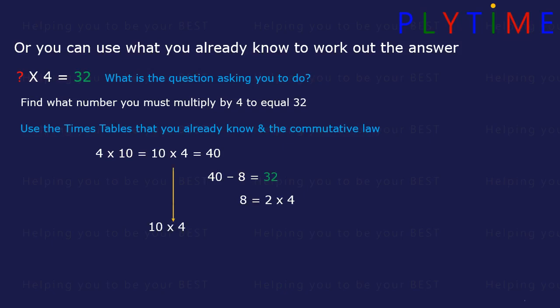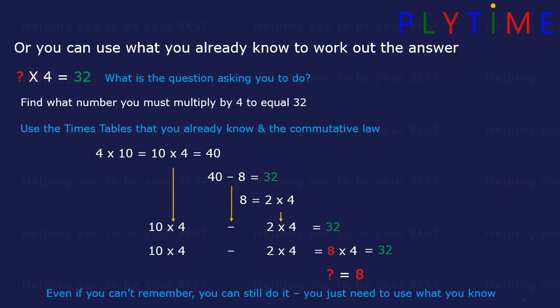So we have 10 times 4 minus 2 times 4. 40 minus 8 equals 32. So we have 10 times 4 minus 2 times 4. 10 minus 2 is 8. So we have 8 times 4. That equals 32. So our question mark equals 8. Even if you can't remember, you can still do it. You just need to use what you do know.